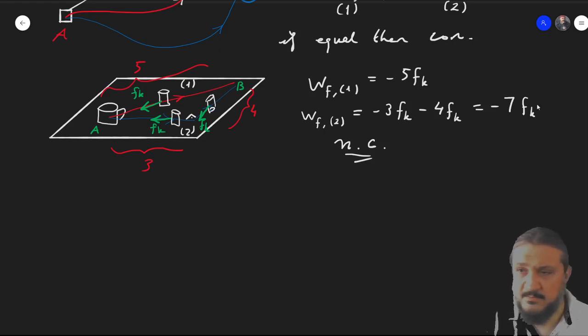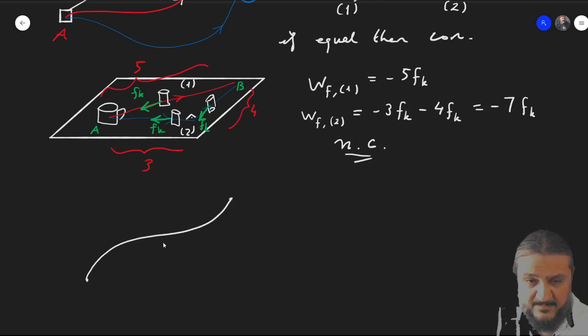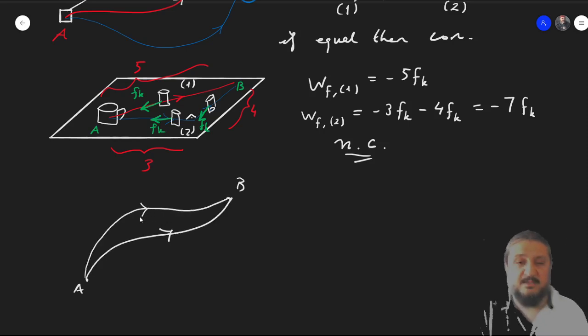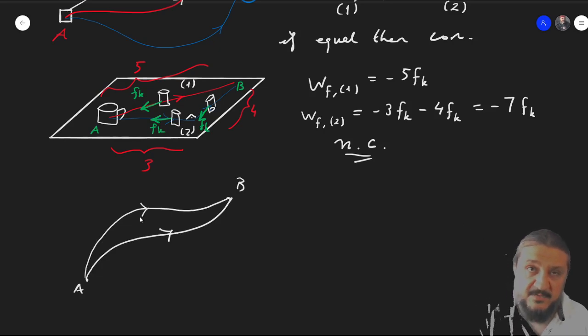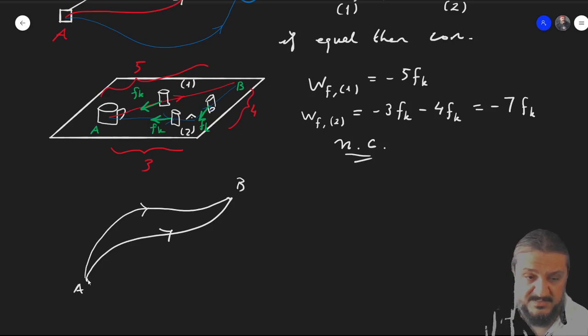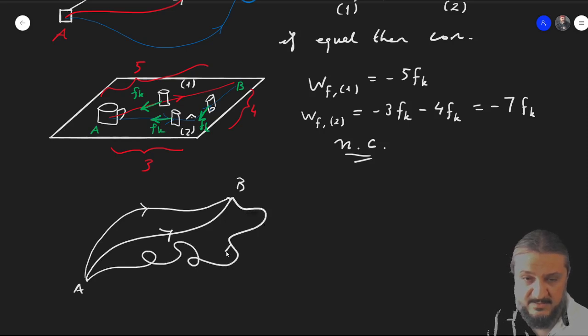I think I showed this before, but let me repeat. Let's say we're doing work against gravity by picking a path like this from A to B. And then we pick another path that goes like this. Okay, so along these paths, gravity does the same amount of work, no matter how long the path could be. I mean, you could pick really something weird like this, but it doesn't matter.